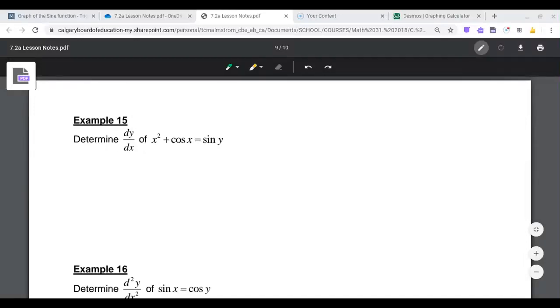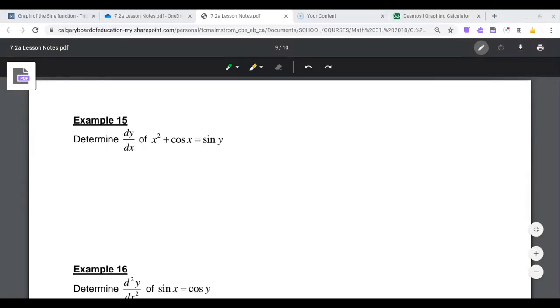Okay, the last couple of examples of implicit differentiation here. Maybe you gave these a couple of tries on your own, and then you're just checking to see how it went. Okay, so we have x squared plus cos x equals sine y.